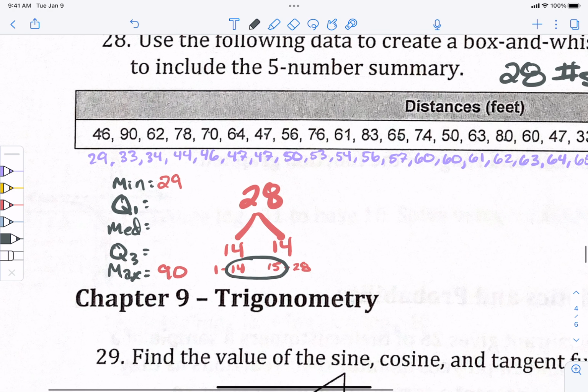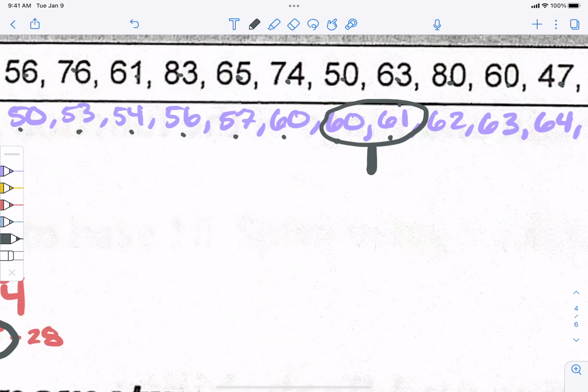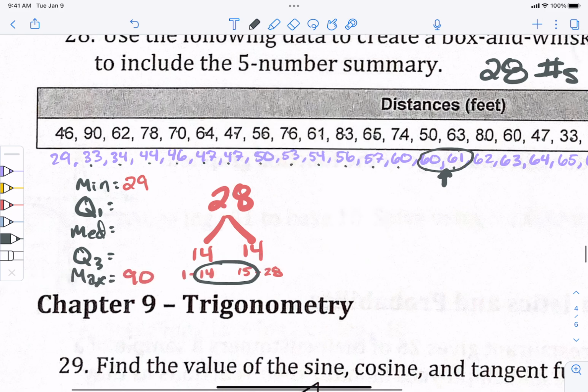So if I count them over, 1, 2, 3, 4, 5, 6, 7, 8, 9, 10, 11, 12, 13, 14, 15. Between 60 and 61. Is that what you just said? Yeah. So what is the average or halfway between 60 and 61? 60.5 is my median. Okay?